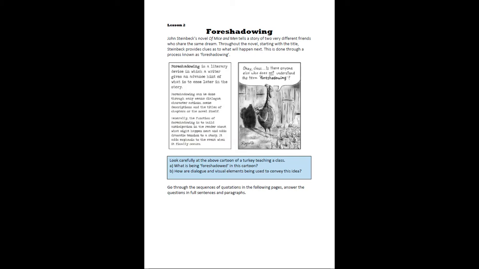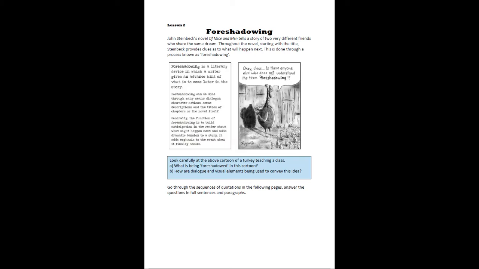So first of all, what is foreshadowing? As you can see in front of you right now, John Steinbeck's novel Of Mice and Men tells the story of two different friends who share the same dream. Throughout the novel, starting with the title, Steinbeck provides clues as to what will happen next. This is done through a process known as foreshadowing.